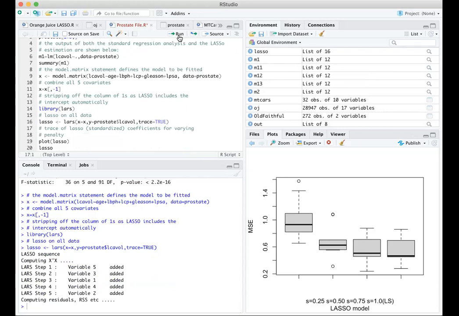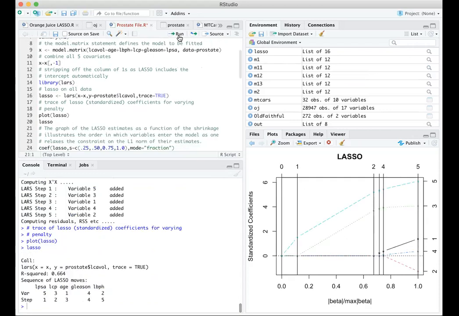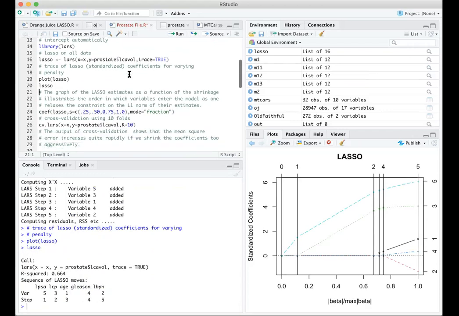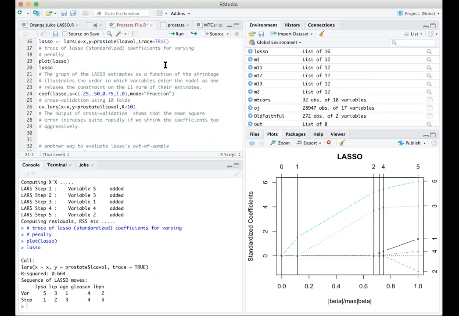The trace of lasso standardized coefficients for varying the penalty. So we have to plot the lasso that we found. The graph of the lasso estimates as a function of the shrinkage illustrates the order in which variables enter the model as one relaxes the constraint on the L1 norm of their estimates. So we check the coefficients with the S to be 1/4, 1/2, 3/4, and 1.